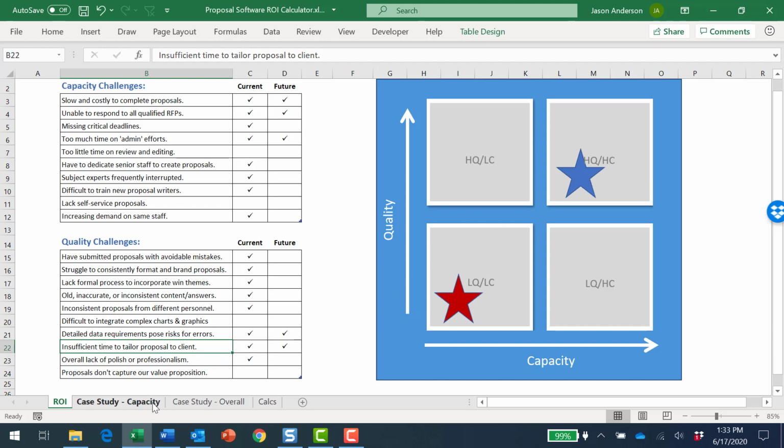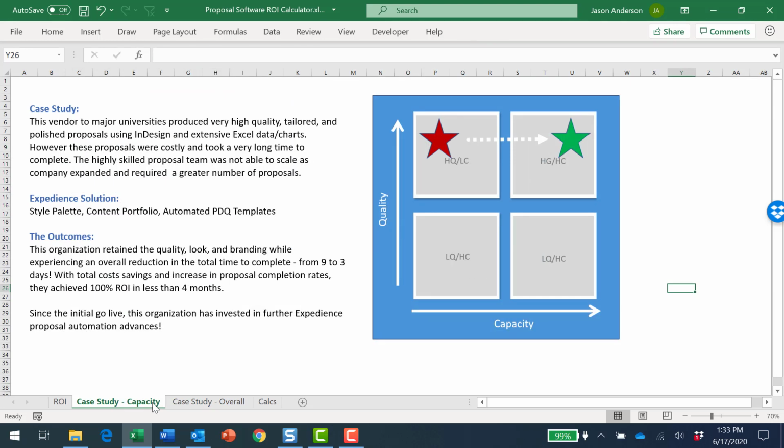So here's a couple different case studies I wanted to share with you of customers that have made some of these leaps. I want to share with you first what their chart looked like, and then talk about specifics around what they experienced after they deployed the software.